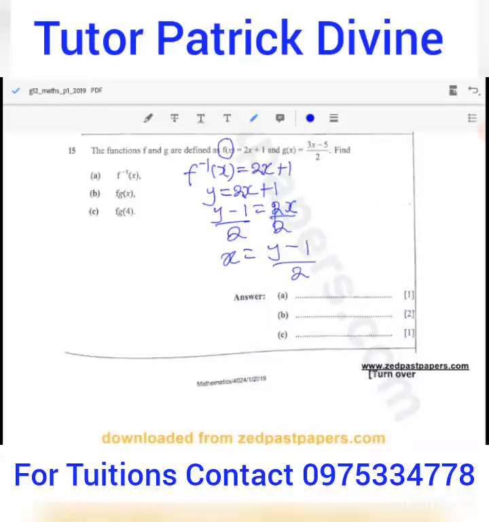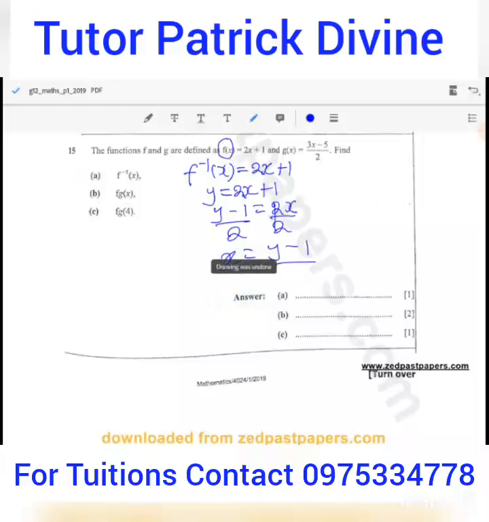Now, finally, what we do is replace this x with this part here, the same function. So f inverse of x is equal to, now y changes to x. Y changes to x, so it becomes x minus 1 over 2. That is how you can find the value of f inverse of x.